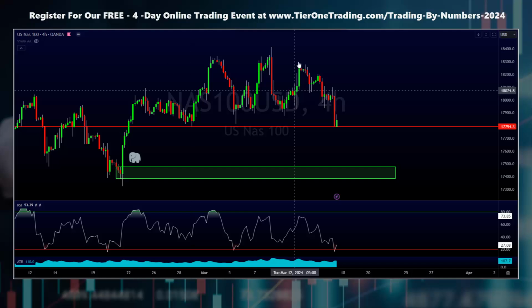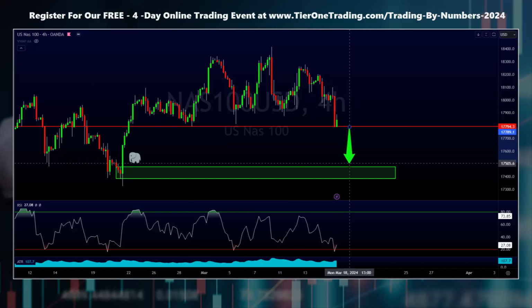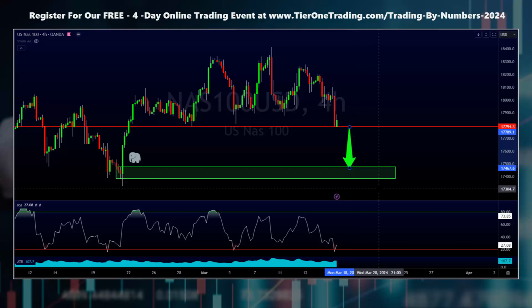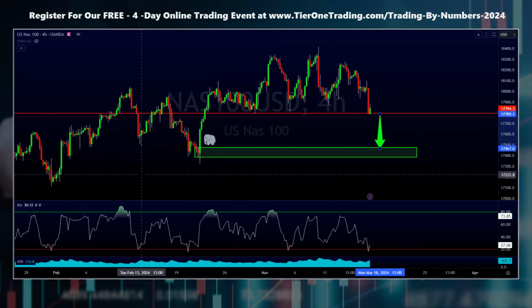But yeah, you can jump down to a lower time frame and look for reasons to get short from our current level right here, which we're already pulling back on, as you can see here on the hourly, down to our level down here, right at our previous level of structure.